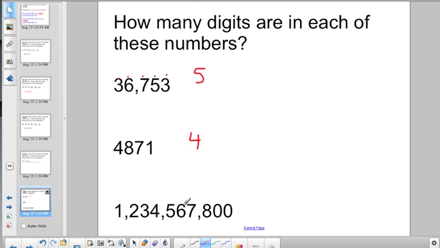But it's pretty easy to figure out. How many digits are there? 1, 2, 3, 4, 5, 6, 7, 8, 9, and 10. This is a 10-digit number. Not too tough yet, I don't think.